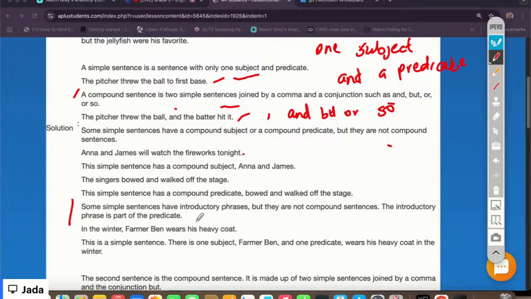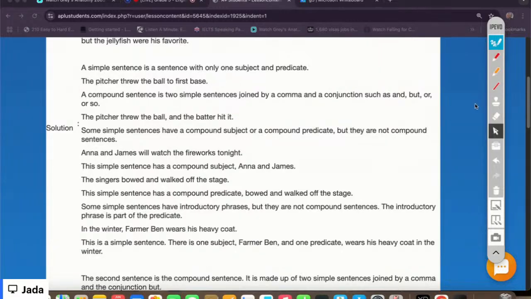So some simple sentences have introductory phrases, but they are not compound sentences. The introductory phrase is part of the predicate. Just like in: in the winter, Farmer Ben wears his heavy coat. This is a simple sentence. There is one subject, Farmer Ben, and one predicate, wears his heavy coat in the winter. All right, let's look at some examples.